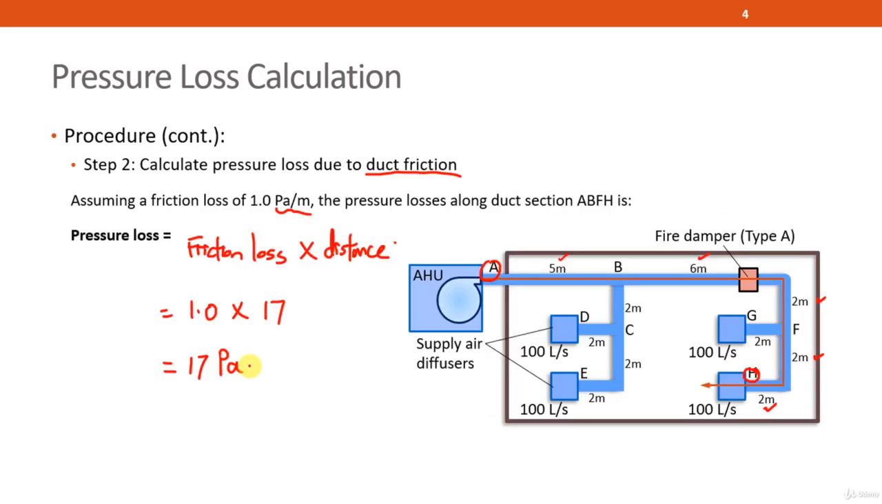As you can see from the diagram, FH, FG, CD and CE are all carrying 100 liters per second of air. So these four will have the same air volume. BF will have 200 liters per second of air passing through it. And finally, AB is the largest main duct. The main duct will have 400 liters per second, which is the sum of all the diffusers.